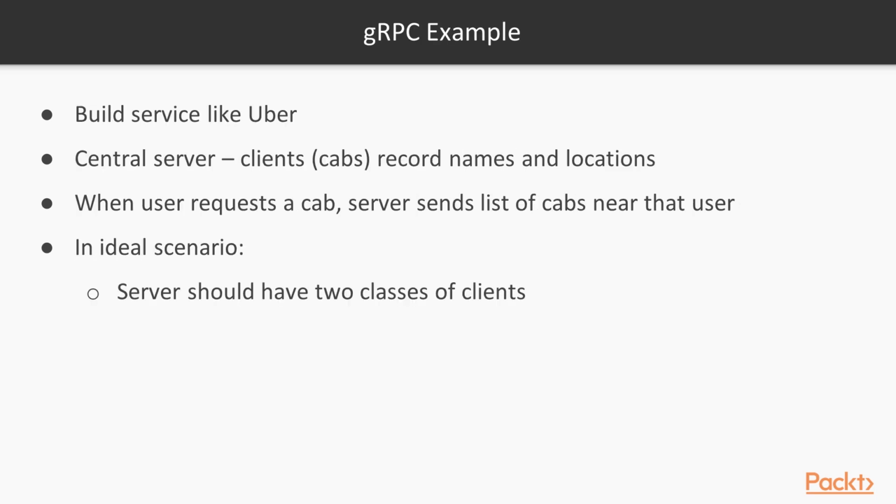For our gRPC example, we'll build a service that's a lot like Uber. It has a central server where clients, cabs, can record their names and locations. And then, when a user requests a cab with their location, the server sends back a list of cabs near that user. Ideally, this server should have two classes of clients, one for cabs and one for users. But for simplicity's sake, we'll assume that we have only one type of client.